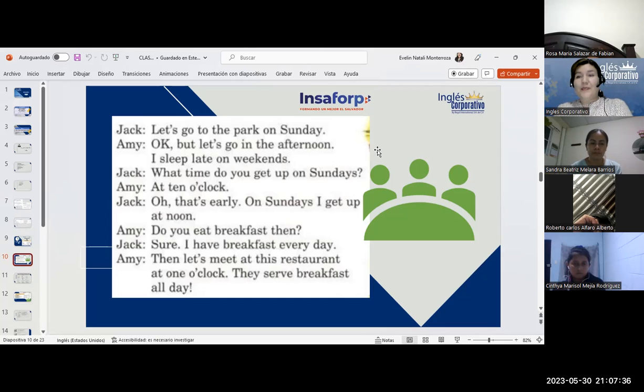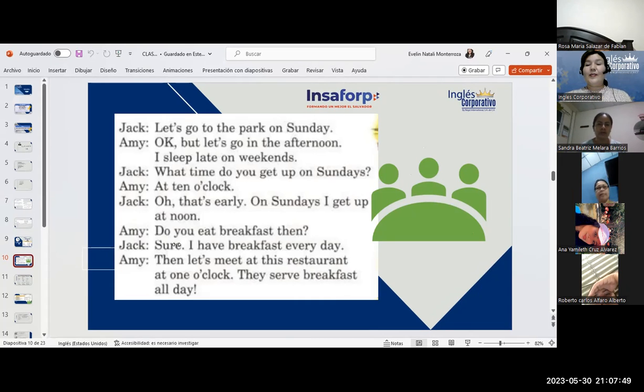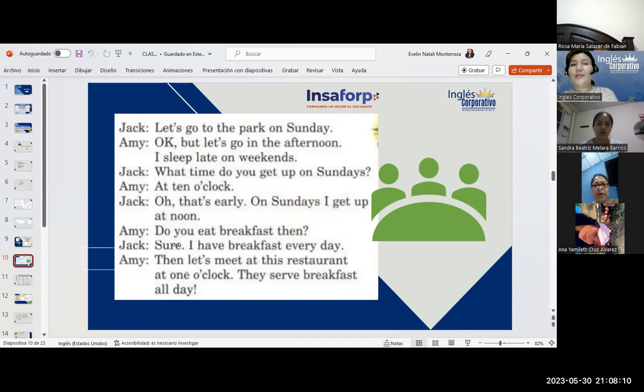Practice with me. Let's go to the park on Sunday. Let's go to the park. Let's go to the park on Sunday. Okay, let's go to the park on Sunday. Very good. Okay. But let's go in the afternoon. Okay, but let's go in the afternoon. Let's go in the afternoon. Okay, I cannot listen to you practicing. Okay, but let's go in the afternoon. I sleep late on weekends.